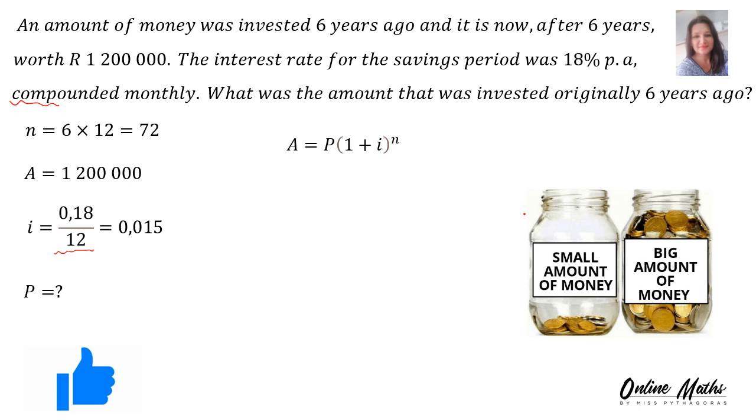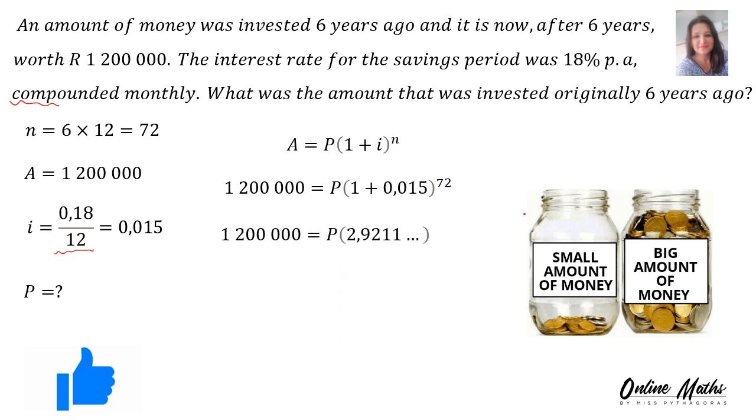Then into the compound formula, A equals P bracket 1 plus i to the power of n. A, the 1.2 million, equals P bracket 1 plus i's value, 0.015, n's value, the 72. Then you will work out this 1 plus 0.015 to the power of 72 and you end with 2.9211, etc. And please note, you don't round off your answer inside your sum. It's only the final answer that you will round off.